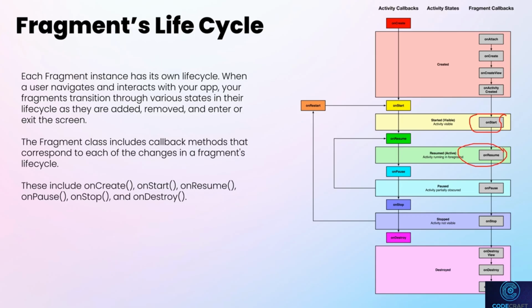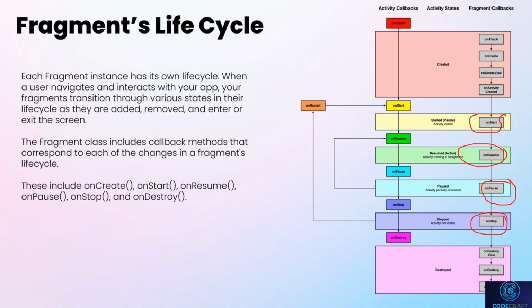onResume. This is where the fragment becomes interactive. Any code that needs to respond to user interactions should be placed here, such as starting background tasks or other tasks. onPause. When the fragment's about to be covered by another fragment or activity, this method is called. It's essential for saving the fragment's state or stopping any ongoing tasks.